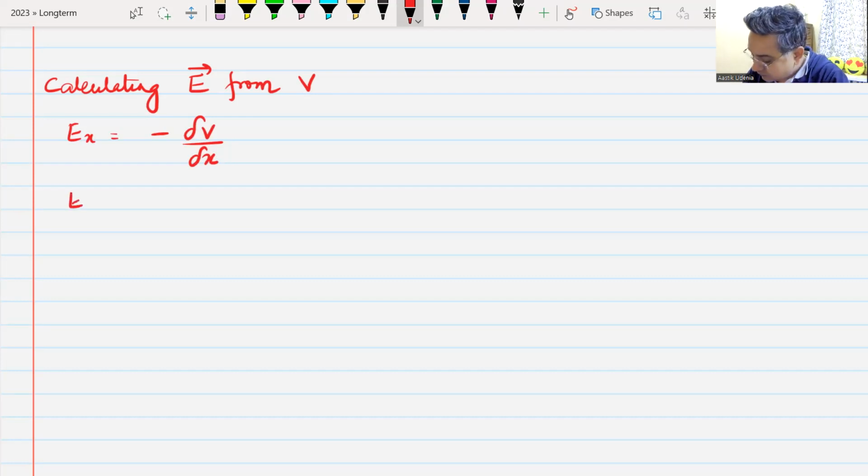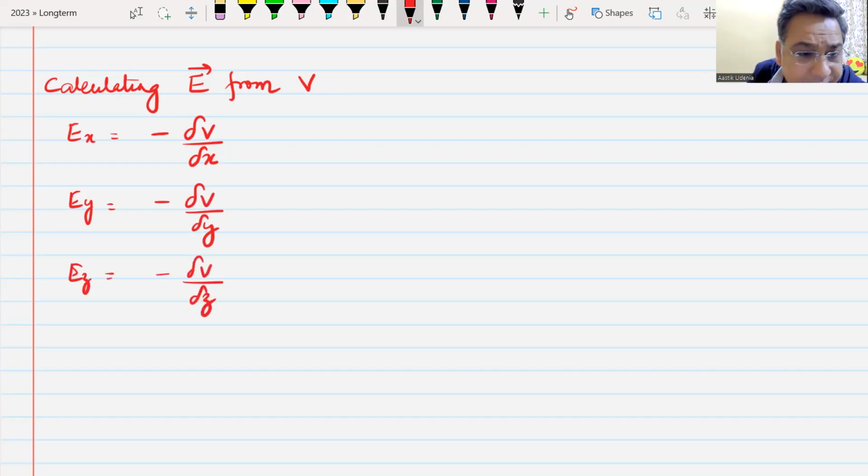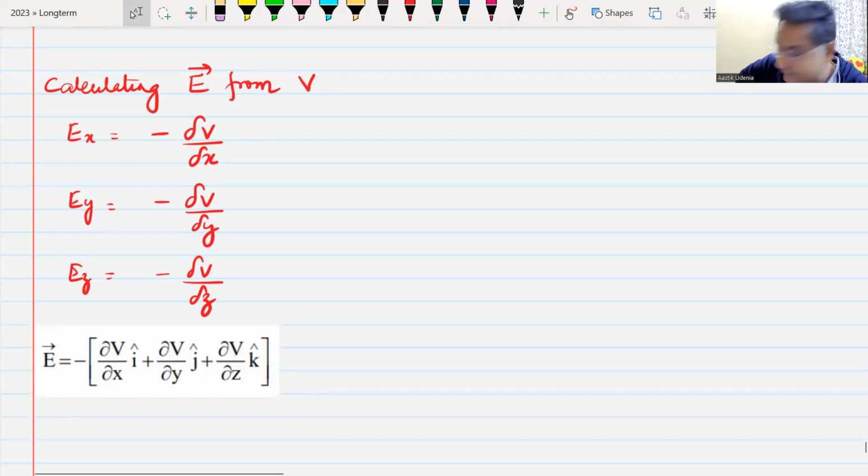Yes, sir. E's y component is given by minus del V by del y. E's z component is given as minus del V by del z. And therefore, I can write the electric field as like this. Do we understand this? Yes or no? Yes, sir.